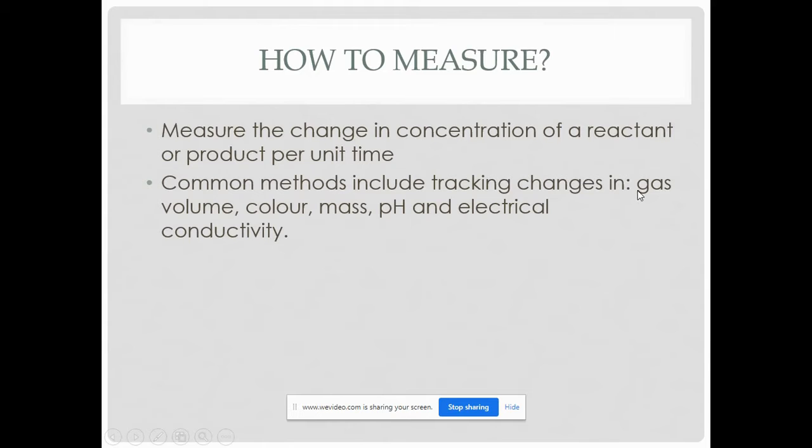You can measure the change in gas volume or the change in color. Let's say your products are a different color than your reactants. You can measure the difference in color over time. You can measure the difference in mass over time, pH, or electrical conductivity.